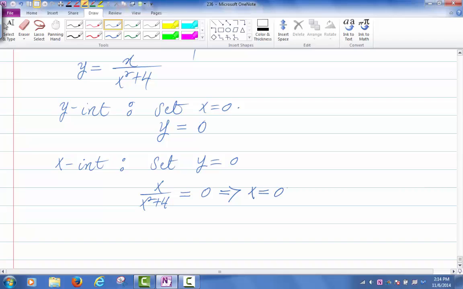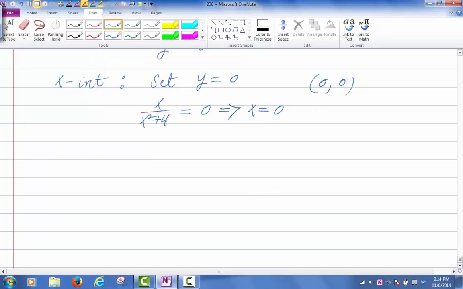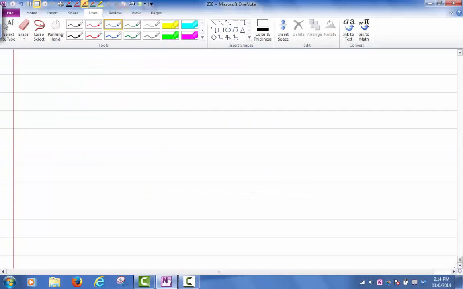Zero. And so what is the x-intercept? 0, 0. What is the y-intercept? So I have only one intercept. Okay, very good. So then are we done with that?